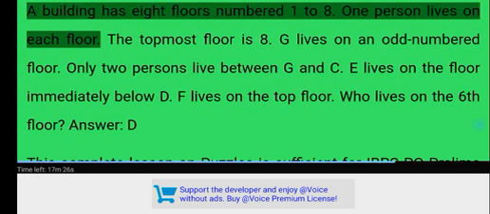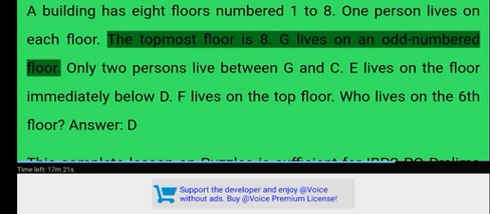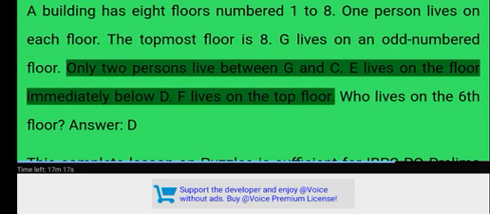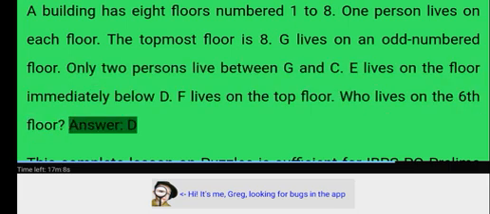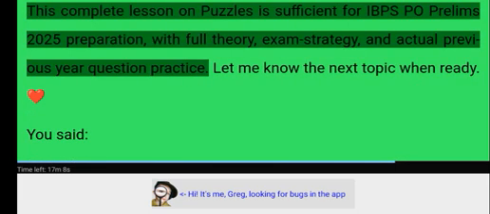Q4. IBPS PO prelims 2019. A building has 8 floors numbered 1 to 8. 1 person lives on each floor. The topmost floor is 8. G lives on an odd-numbered floor. Only 2 persons live between G and C. E lives on the floor immediately below D. F lives on the top floor. Who lives on the 6th floor? Answer, D.